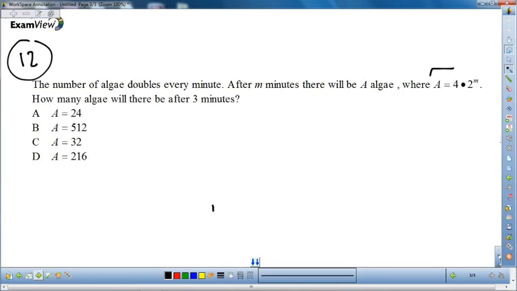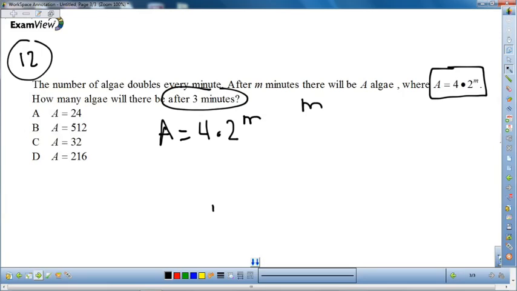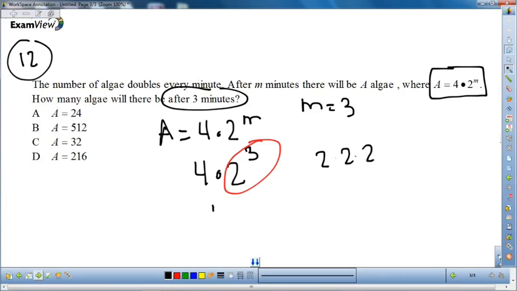For number 12, we're going to use this formula. Wherever we see an m, we're going to substitute 3 minutes. So we're going to have 4 times 2 to the 3. So 2 times 2 times 2, 3 times. So that's going to be 4 times 8, which is 32.